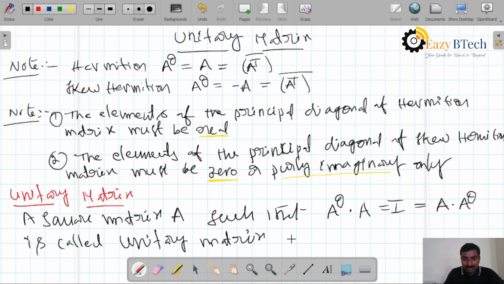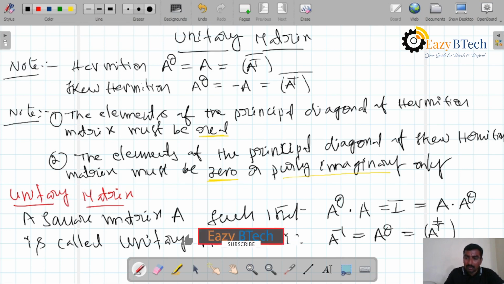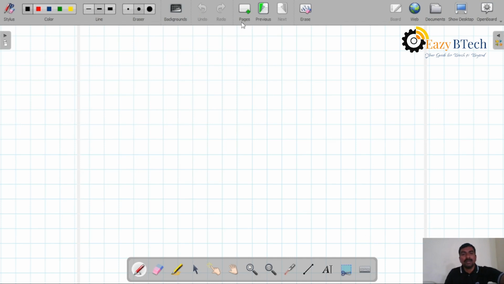What is the meaning of this? Here the meaning is A inverse equals A power theta. A power theta means, as I already told you, A transpose whole conjugate. A transpose whole conjugate equals A inverse. Then A is called unitary matrix. See an example here. By this example, you can easily understand this definition.